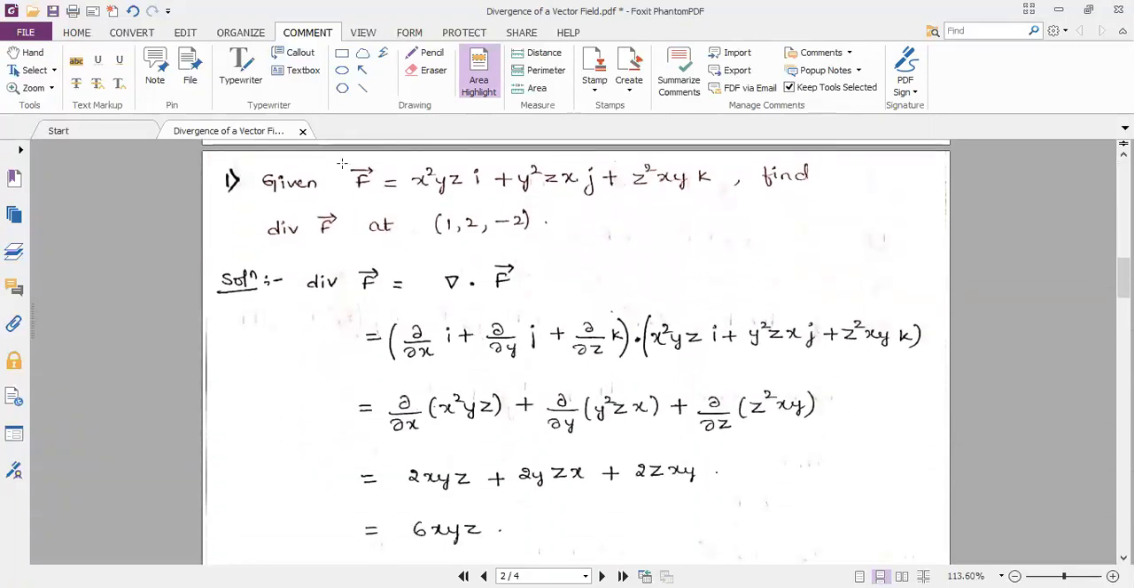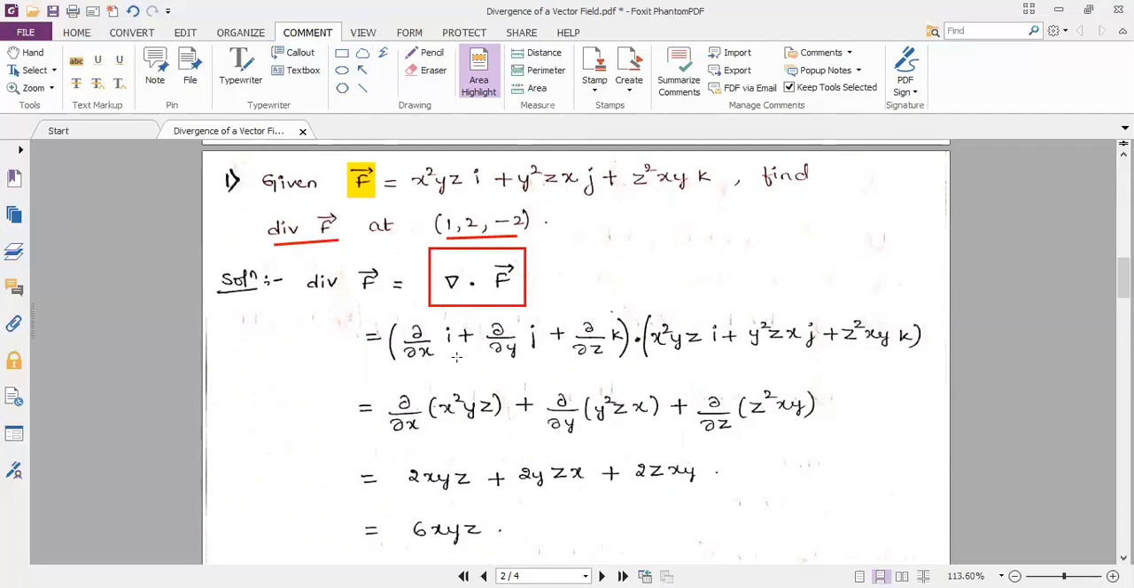First question. Given vector f is equal to x square yz i plus y square zx j plus z square xy k, find divergence of vector f at 1, 2, minus 1. Divergence of vector f is nothing but del dot f. So let us perform the dot product between the operator del and the vector function f.